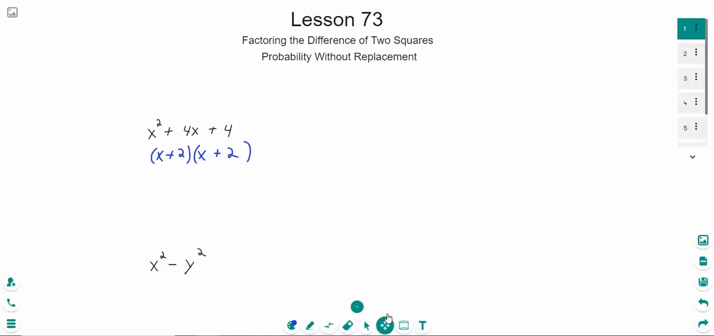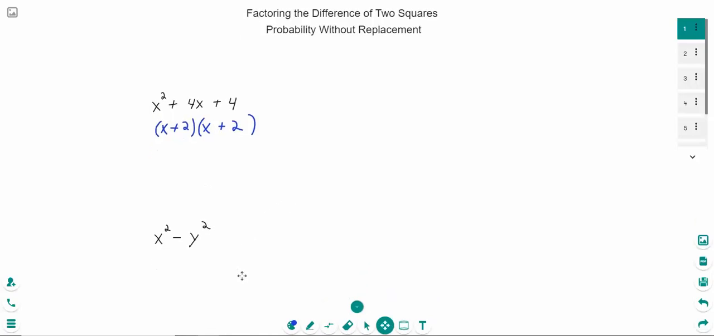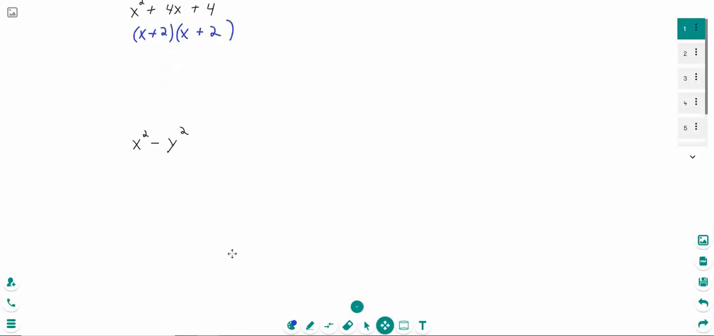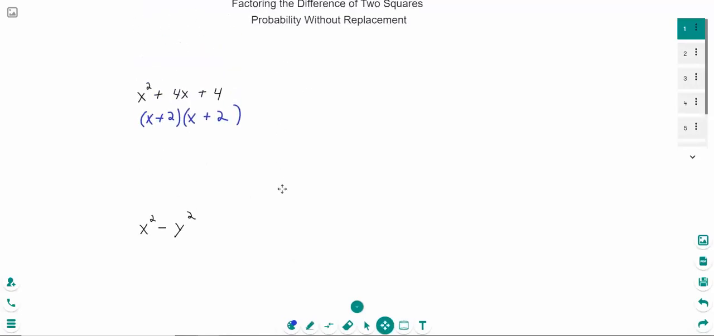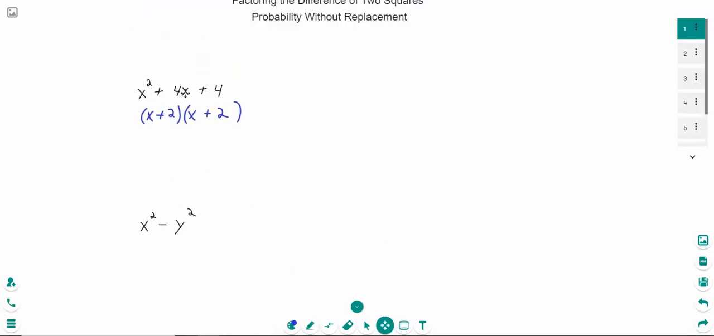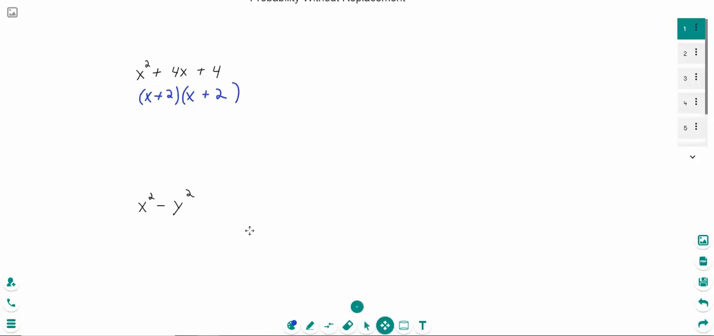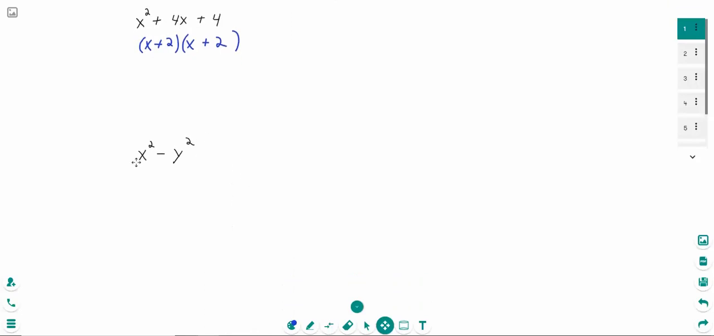okay? A different scenario. So we're going to look at a new tool to add to our toolbox today when it comes to factoring. All right, so what in particular we're going to be looking at is not a trinomial like the last one was. The last one we started with a trinomial, 3 terms. Now we're actually looking at a binomial, 2 terms, okay?